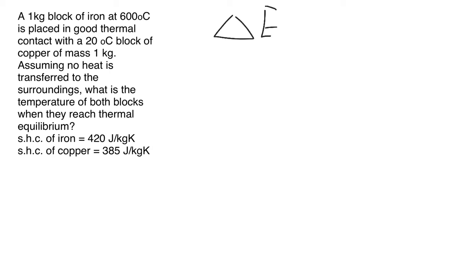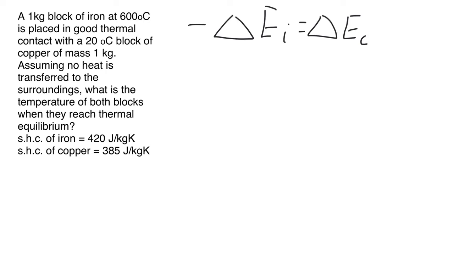So there's going to be a change in energy of the iron, and there's going to be a change in energy of the copper. But which one will lose energy? Will it be the copper or the iron? Well, it will be the iron that loses energy because it was so much hotter to begin with. Because it was so much hotter, it's going to lose thermal energy and give that to the copper. So we put a minus sign in front of the change in energy for the iron.